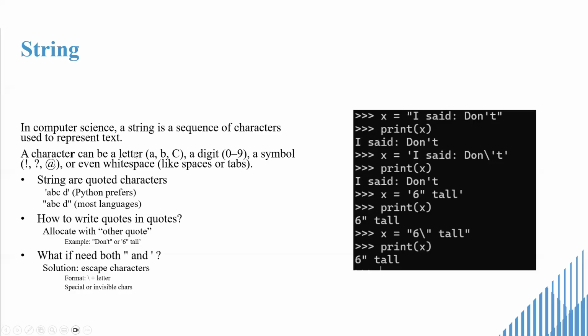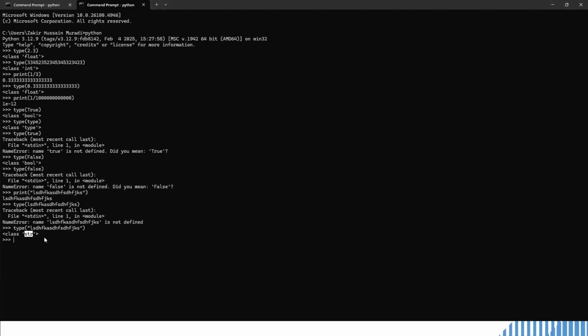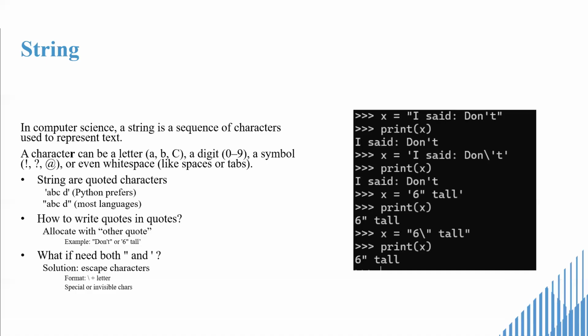So a character can be a letter A, B, it can be small, capital, a digit, it can be 0, 1, it can contain a specific symbol like these ones, even white space. Even white space is also counted as a string. If I have here this one, and I give only space, there is nothing else. If I write type and then print this one, now it's giving me a string. So white space is also counted as a string.